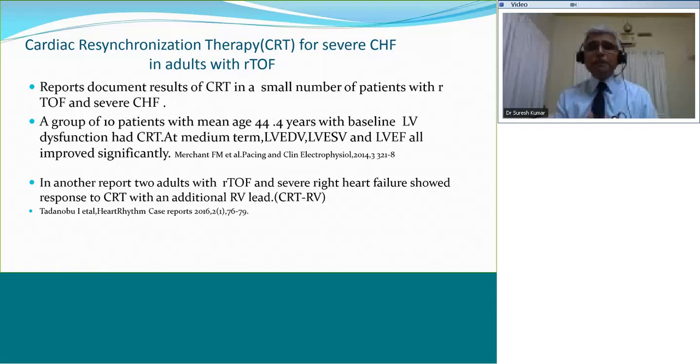One was with a group of 10 patients. They had a mean age of 44 years. And with this CRT, there was a significant functional improvement. And in another report of patients in their 60s, again, CRT caused a significant positive response with an additional RV lead, what they designated as CRT-RV. So this is emerging as one of the available modes of therapy in a small subset of repaired tetralogy patients with severe cardiac failure.